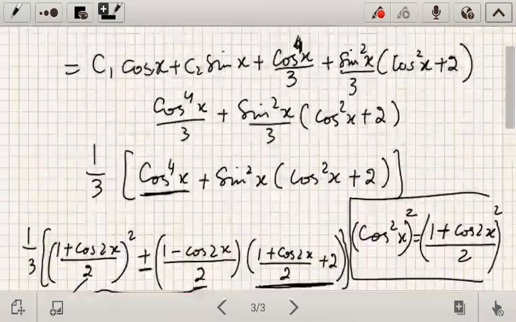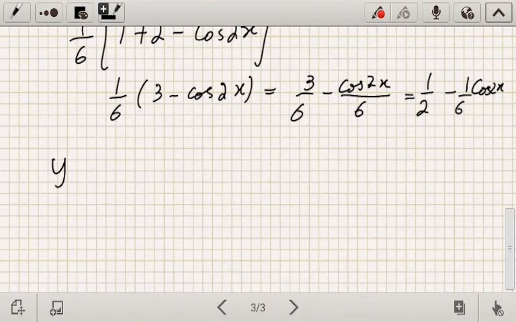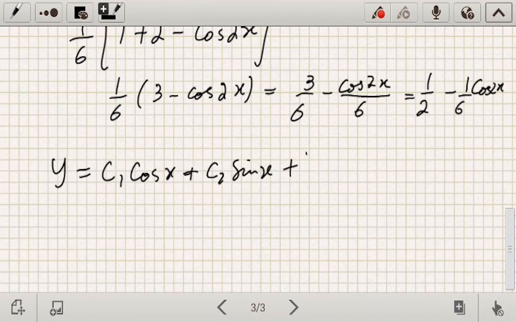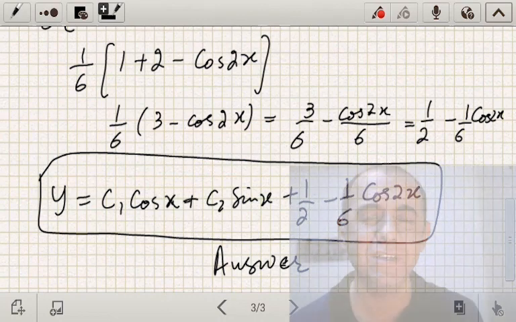Now we complete the solution, which was the general solution, and now we can write the general solution as y equal to c1 cos x plus c2 sin x plus 1 over 2 minus 1 over 6 cos 2x. And this will be our solution to the problem. This is the final solution, and I hope I explained it well.